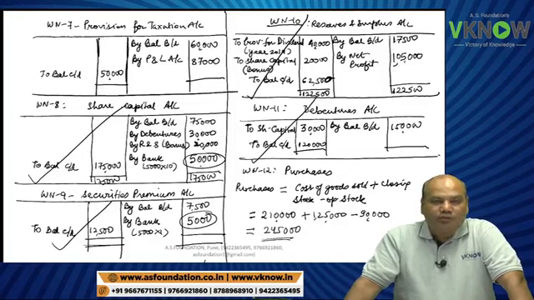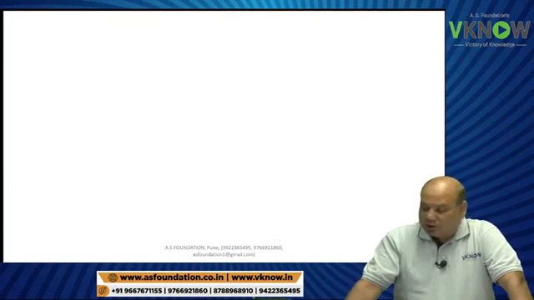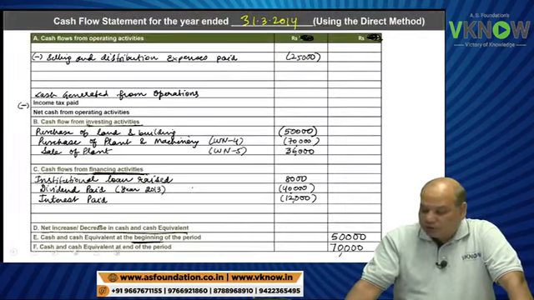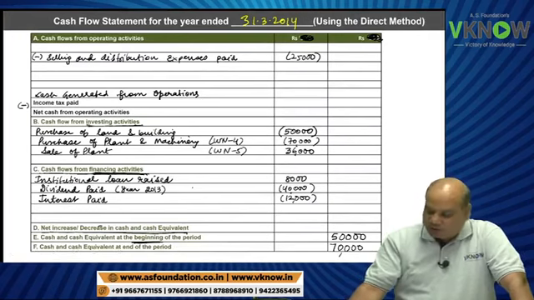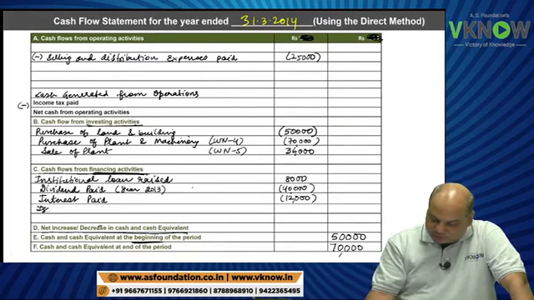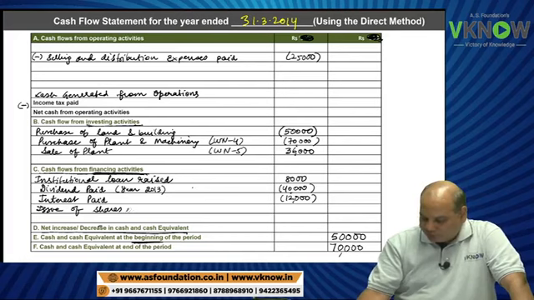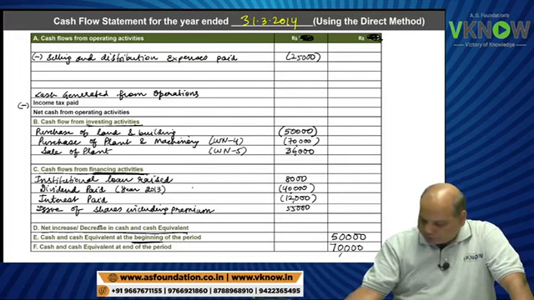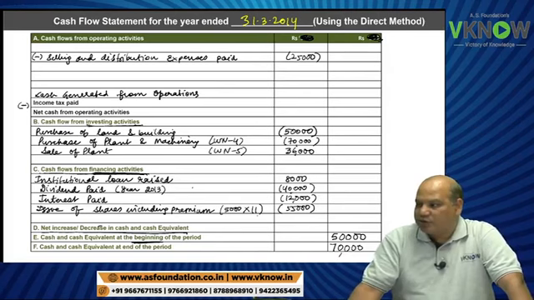Where will you write issue of share? Financing activity. Very good. Issue of shares including premium, 55,000 in bracket 5,000 shares issued at 11 rupees per share.